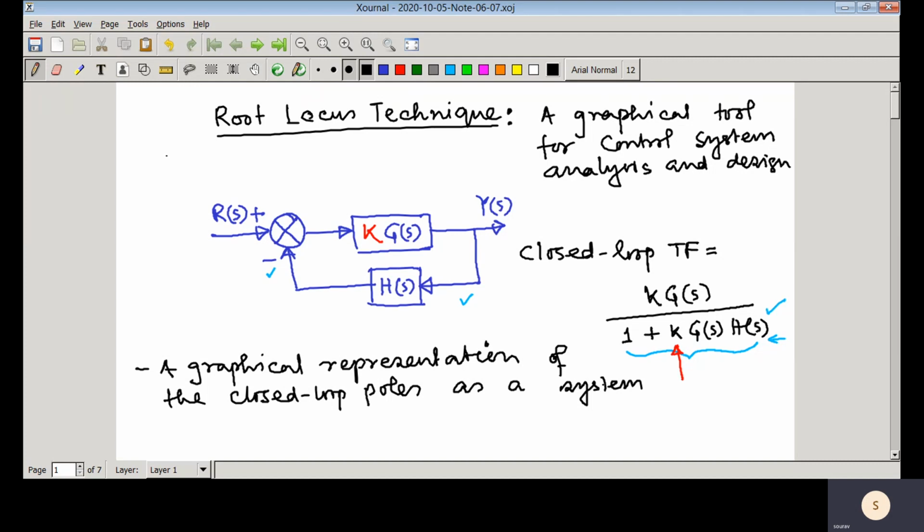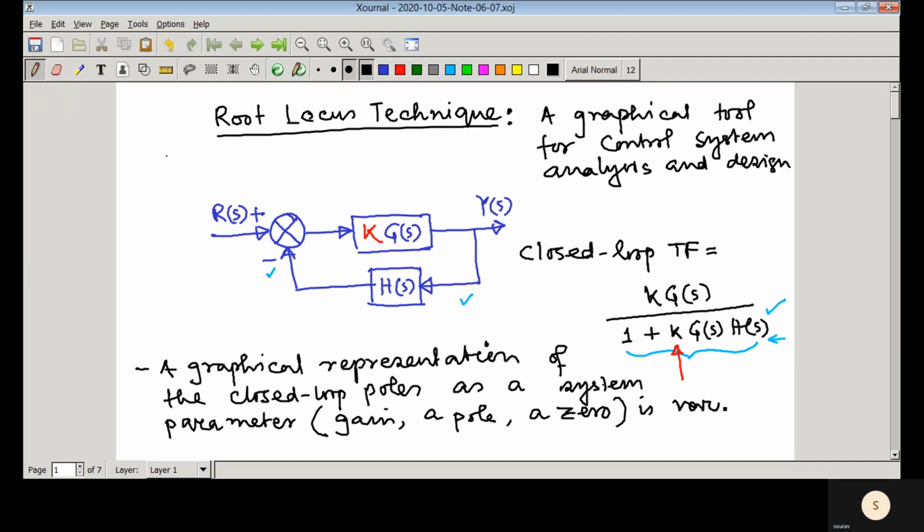That means this is a graphical representation of the closed loop poles as a system parameter varies. So it comprises the forward path gain, or a pole, or a zero. That means if a parameter is varied, then what would be the closed loop poles? Its graphical representation is called the root locus.